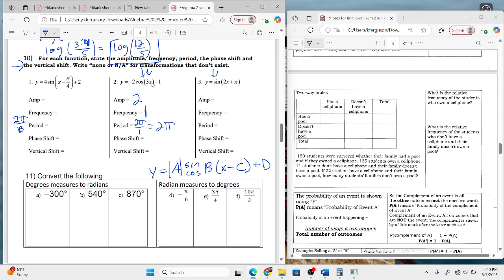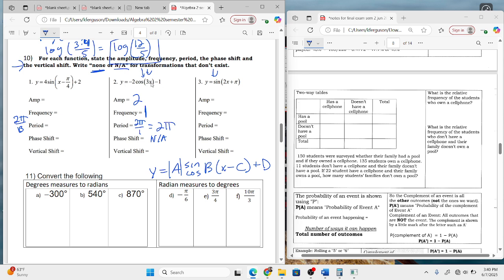Phase shift is the plus or minus thing that is inside the parentheses, and it ain't in there. So I put an NA. And I marked people off because they didn't read the directions. Write none or N/A for transformations that don't exist. If you put 0, I'm going to mark it wrong. Read the instructions. And then last but not least, vertical shift.